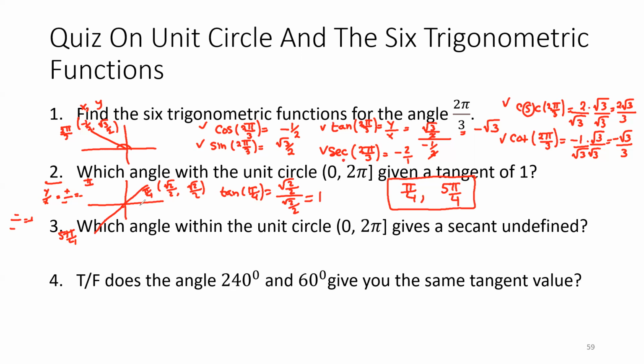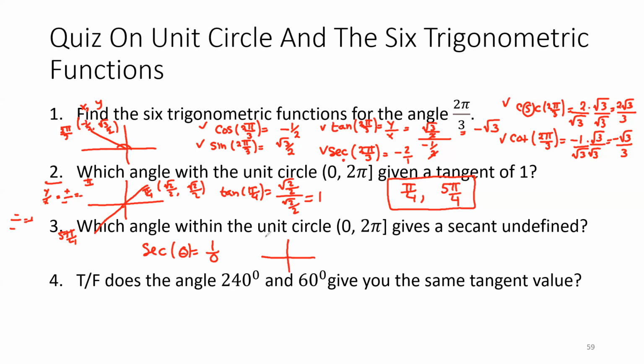Okay. Let's move on to example 3. Which angle within the unit circle, 0 to 2 pi, gives you a secant undefined? So secant, which is what is undefined? 1 over 0. So I don't think it's anything to do with quadrant 1. What I mean is it won't do anything with pi over 6, pi over 4, pi over 3. What about pi over 2?